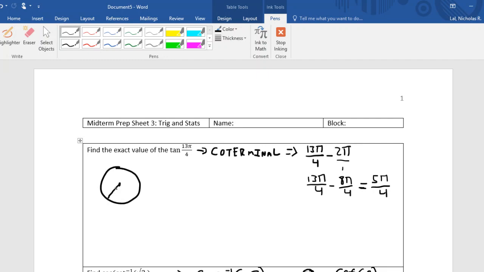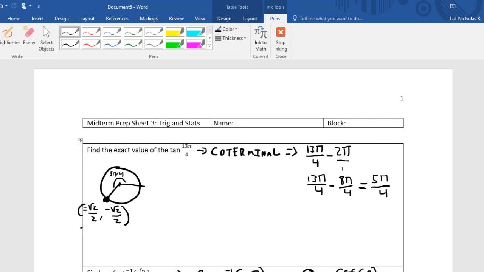This is 5 pi over 4 radians right here. That is a 5 pi over 4 radian angle. At this point from the unit circle, if you don't know, the coordinates of this point are negative root 2 over 2 and negative root 2 over 2.